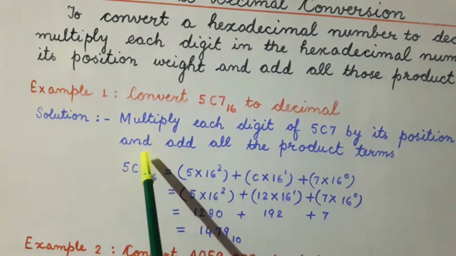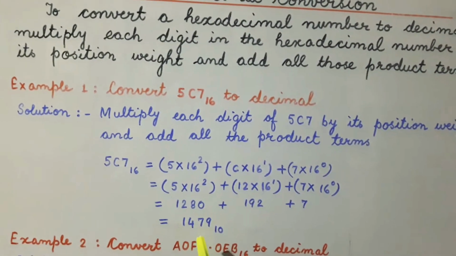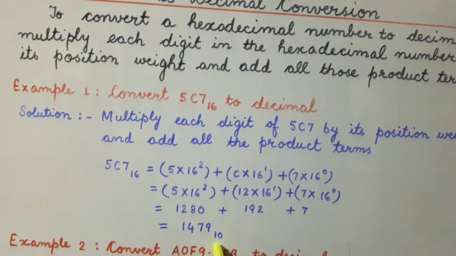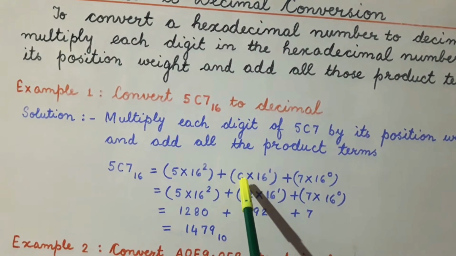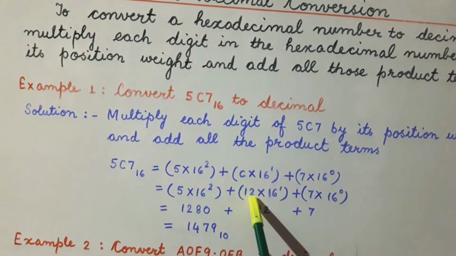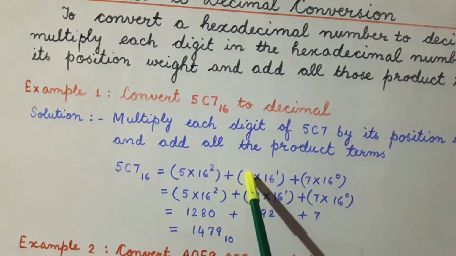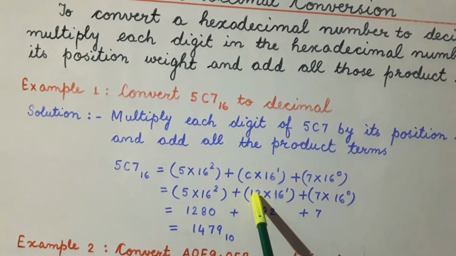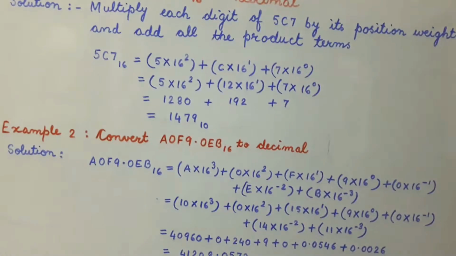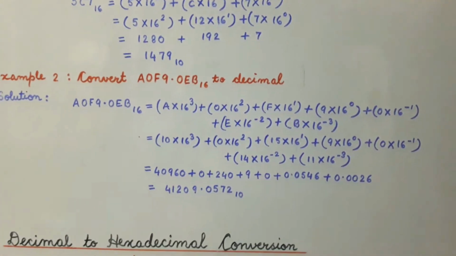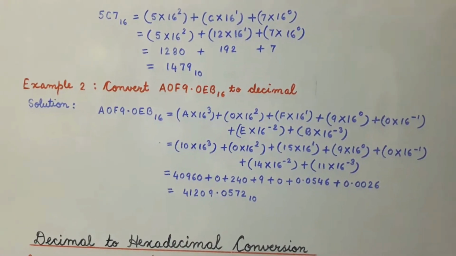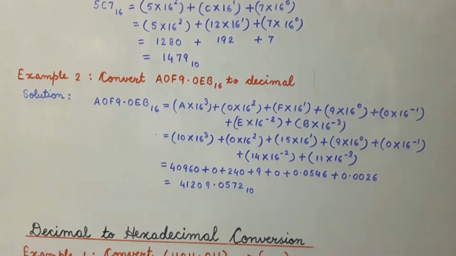That is, 5C7 in the hexadecimal number system will be equal to 1479 in the decimal number system. And we know that the value of C is equal to 12 in decimal. That is why we have substituted the value of C as 12. Let us consider another example. We have to convert A0F9.0EB base 16 to decimal.